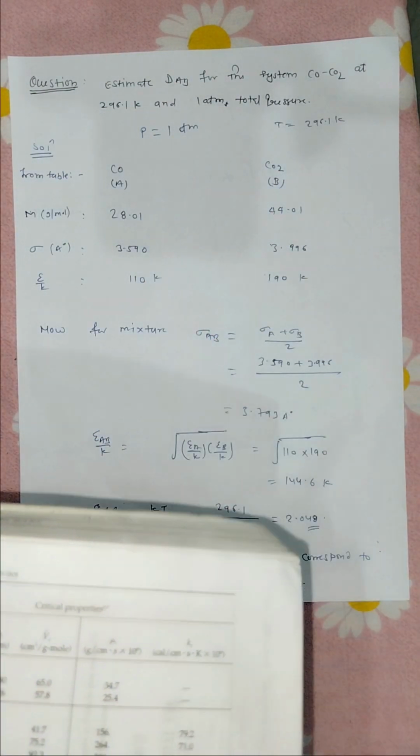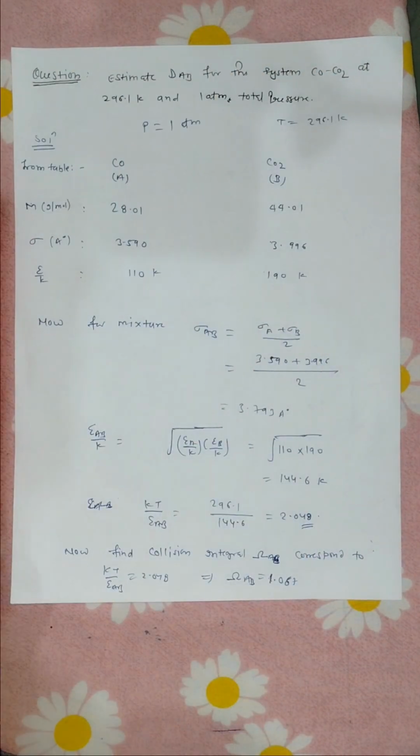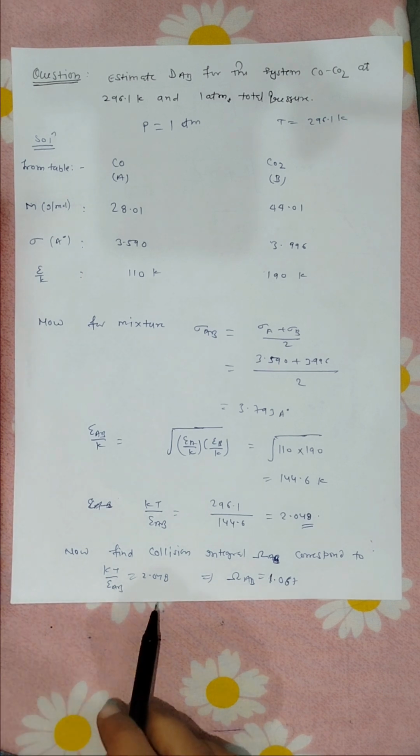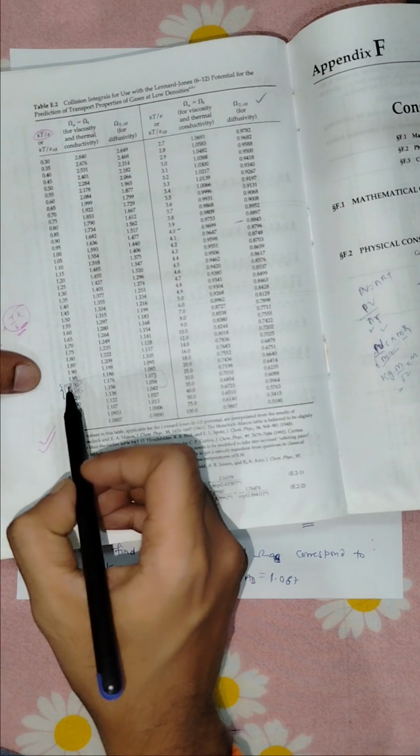And now for collision integral, these are the values. Here you all can see this was the estimated KT by epsilon AB, 2.048, and corresponding to this we have to calculate collision integral. So now I'll let you know how we have done this using this table, so you all can have a look here.